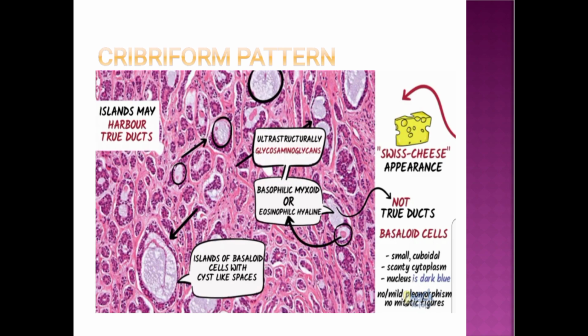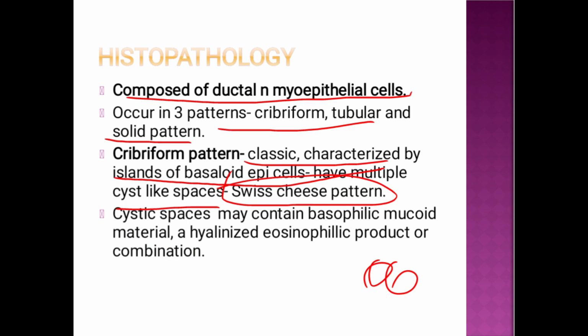You can see here these are the islands of basaloid cells with cyst-like spaces. You can see this is an island of basaloid cells, and inside there is a cyst surrounded by basaloid cells. These spaces contain basophilic mucoid material. It has, of course, mucous material, hyalinized eosinophilic product, or a combination.